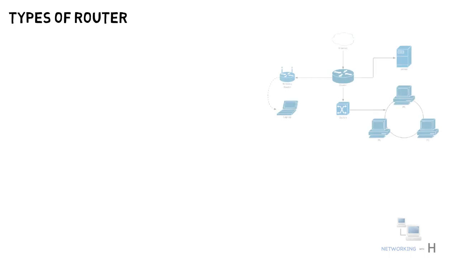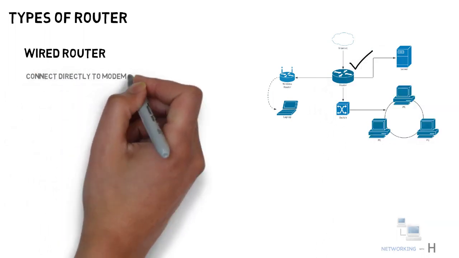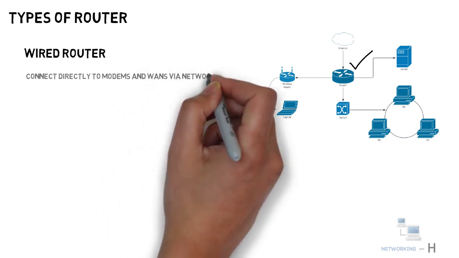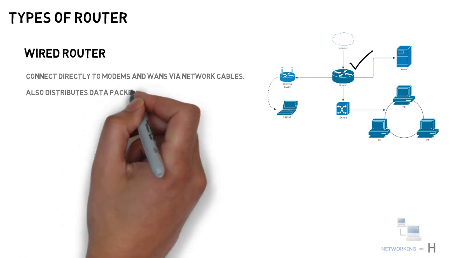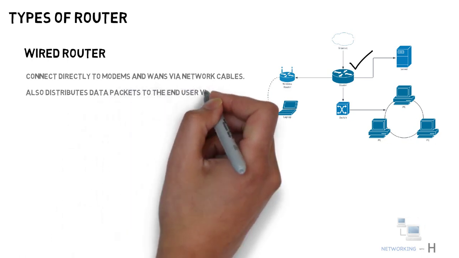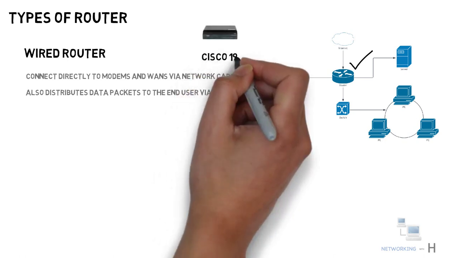Next, we'll discuss the types of routers, starting with the wired router. A wired router usually connects directly to the modem or WAN via a network cable. They typically come with a port that connects to the modem to communicate with the internet and distributes the data packets to the connected computers using other ports and cables. Cisco 1941 is one example of a wired router.